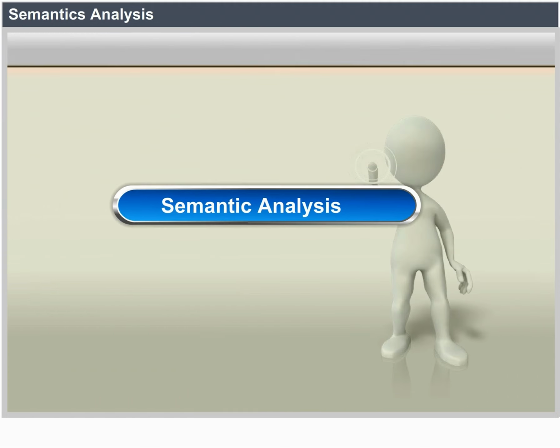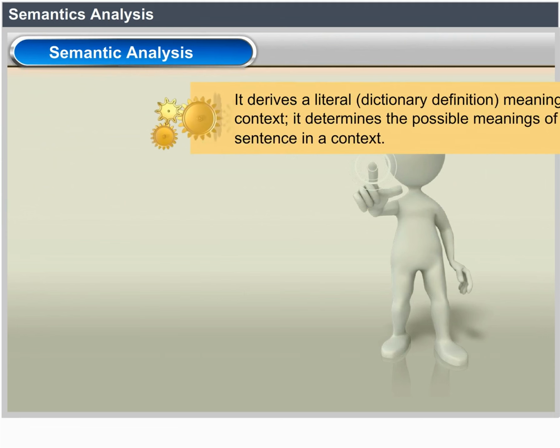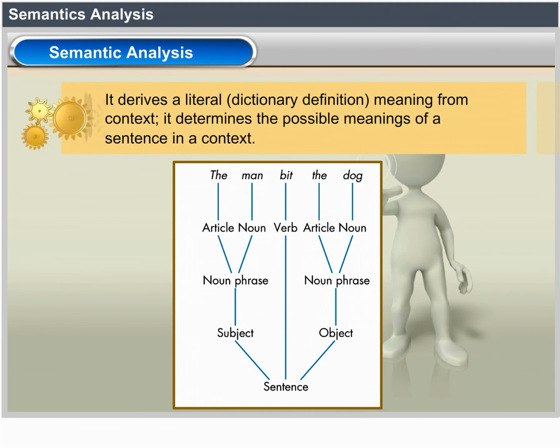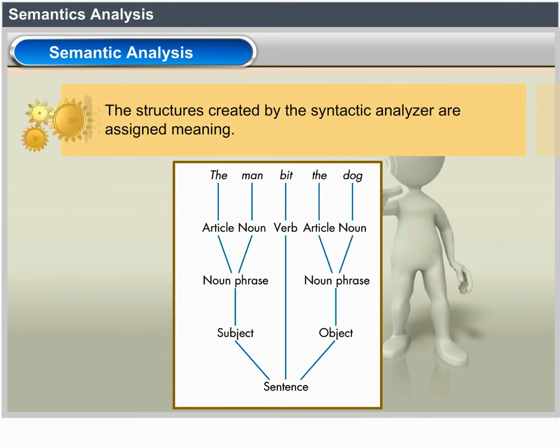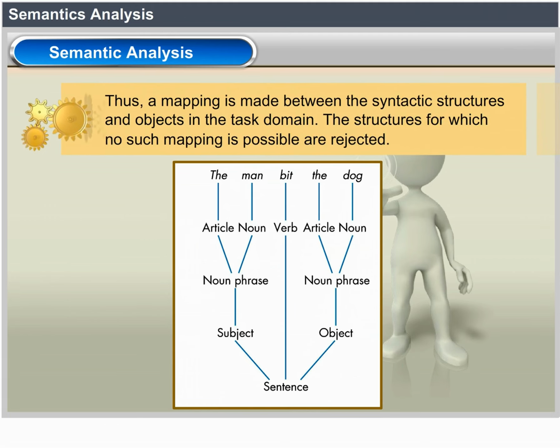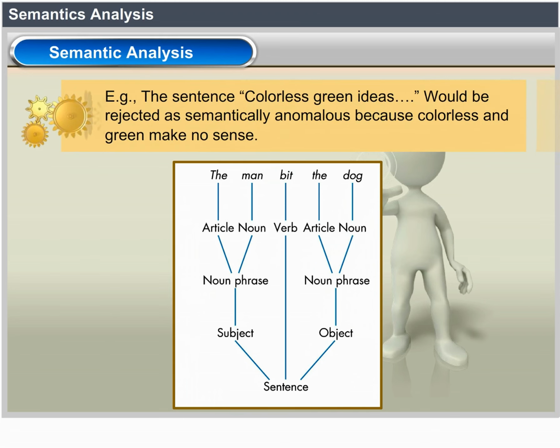Semantic analysis derives a literal dictionary definition meaning from context. It determines the possible meanings of a sentence in a context. The structures created by the syntactic analyzer are assigned meaning. Thus, a mapping is made between the syntactic structure and objects in the task domain. The structures for which no such mapping is possible are rejected. Example: the sentence "colorless green ideas" would be rejected as semantically anomalous because colorless and green make no sense together.